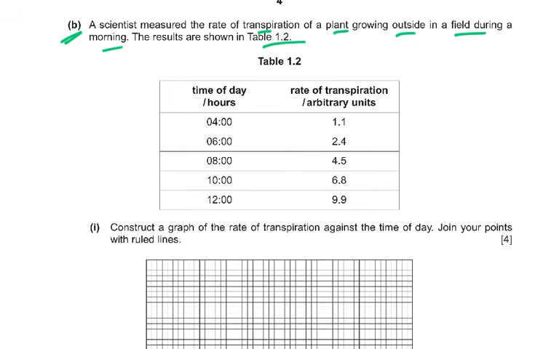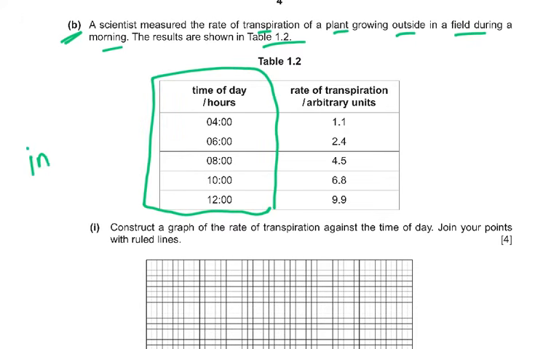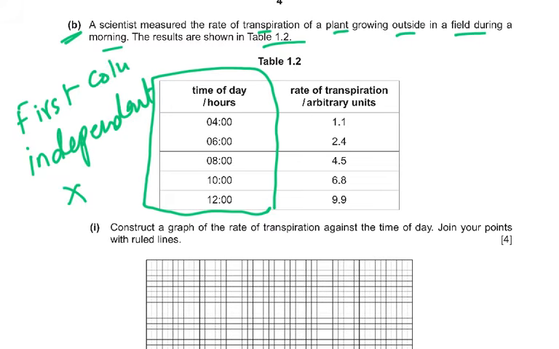Time of day: 4 hours, 6 hours, 8 hours, 10, 12. Rate of transpiration, arbitrary units: 1.1. Now always remember, this first column is the independent variable. Whenever there's a table, the independent variable comes first, and this will always go on the x-axis. The first column of a table is always the independent variable, it goes on the x-axis. That's why the mnemonic is FIX. That's my mnemonic.